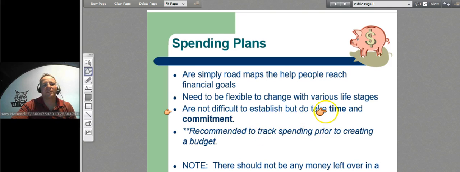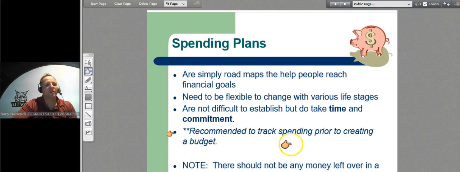They are not difficult to establish, but they take time and commitment. And I think that's the biggest thing. We remember at the beginning of this class we talked about money being emotional, right? And so when people are spending money, especially the way my wife and I were like, oh, why did you spend money on this? Why do you spend money on that? It can kind of get to be a thing of contention.